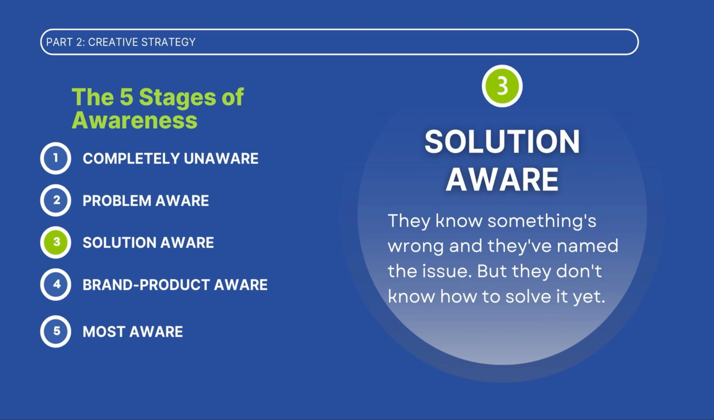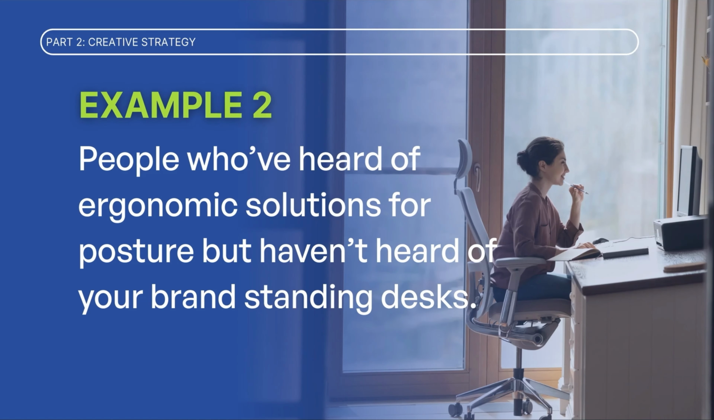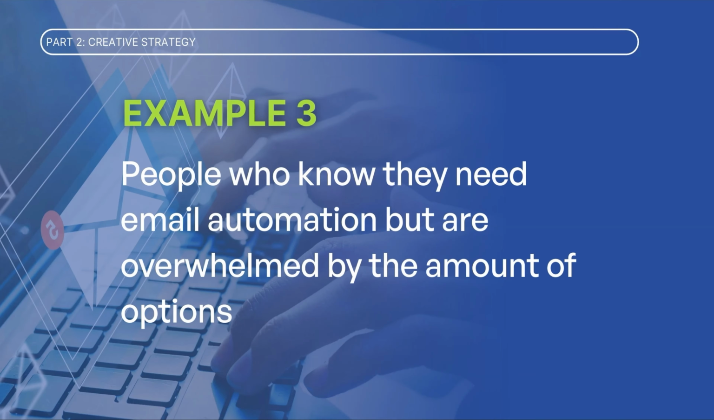Stage 3. Solution aware. These people know that there are solutions but they don't know why your product is their best option. Let's see some examples. People who know magnesium helps with sleep but are taking the wrong form. People who've heard of ergonomic solutions for posture but haven't heard of your brand's standing desks. People who know they need email automation but are overwhelmed by the amount of options.